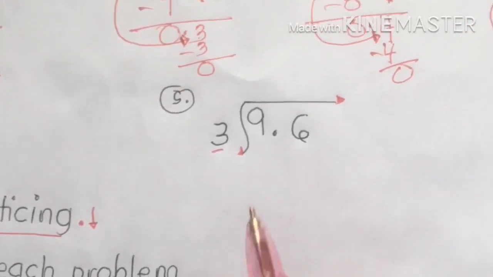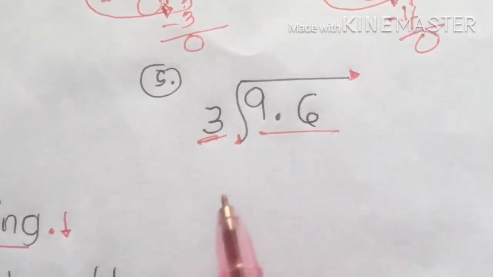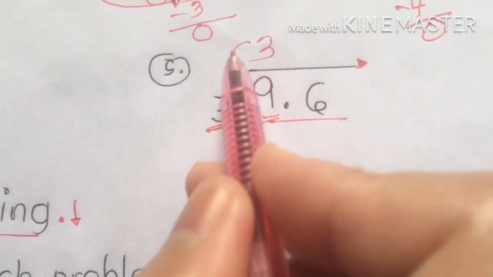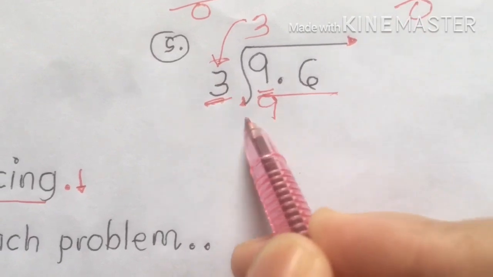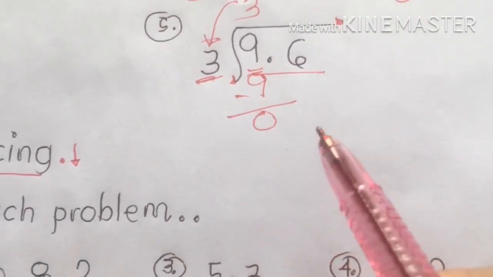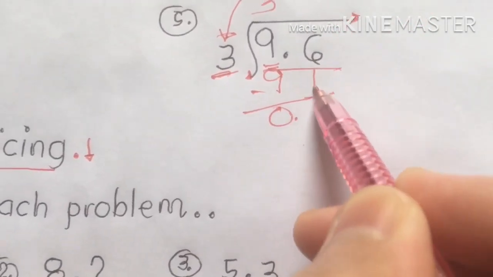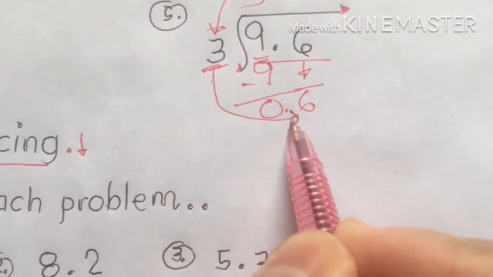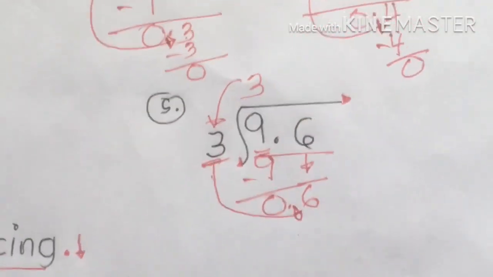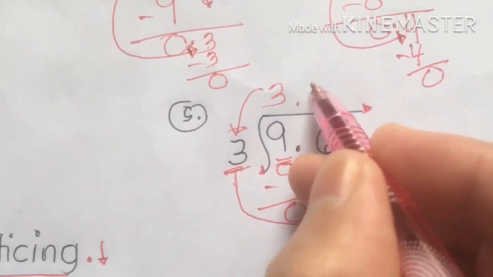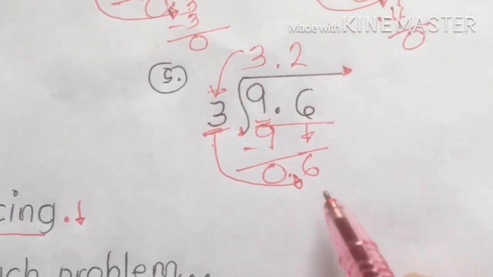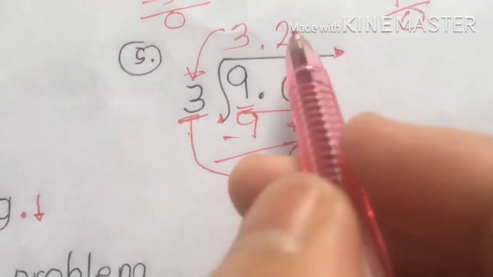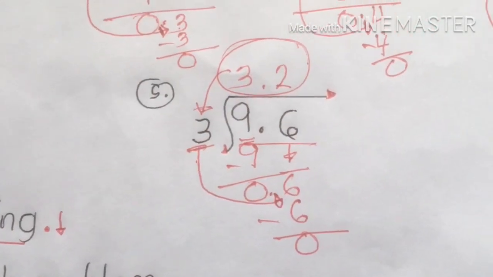Number 5. 9.6 divided by 3. 9 divided by 3, the answer is 3. 3 times 3, class, the answer is 9. Subtract it. 0. So bring down 6, the next number being divided. 6 divided by 3, class, the answer is 2. 2 times 3, the answer is 6. Okay, we're going to subtract, 0. Therefore, our answer is 3.2.